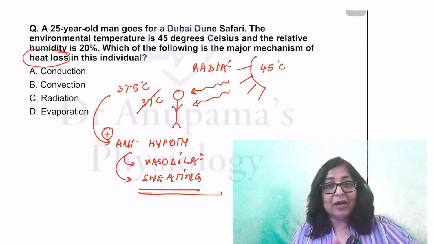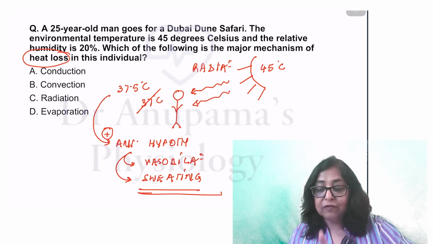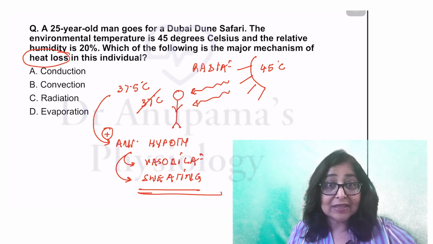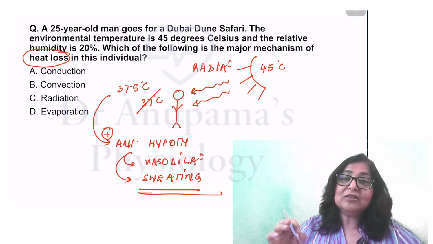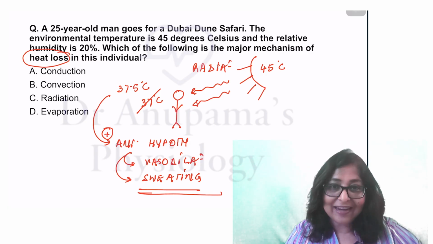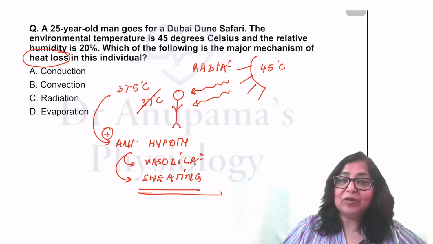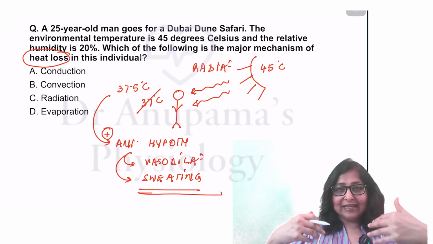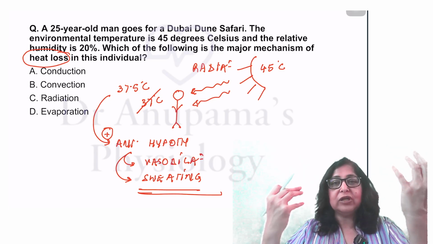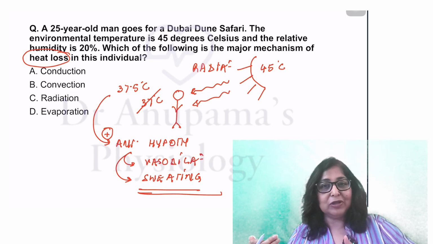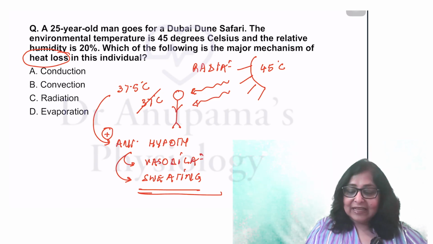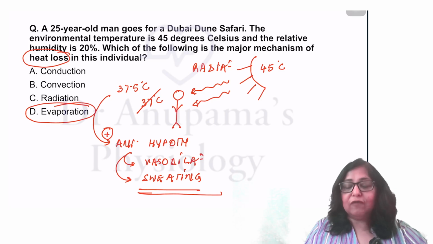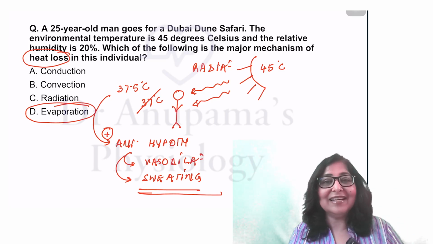So here, now please see this. It says which of the following is the major mechanism of heat loss? If the question said which is the major mechanism of heat gain in this individual, my answer would have been radiation. But this says heat loss. That means he has gained heat. There is increase in his body temperature. Now to lower that body temperature, sweating. And the heat loss in sweating is due to evaporation of the sweat. So the answer is D.